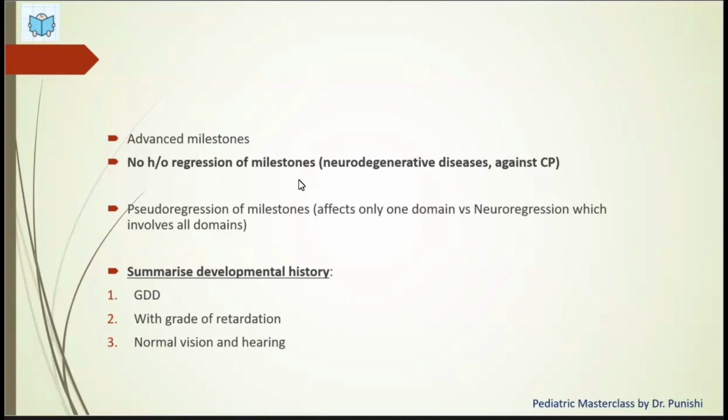So at the end, when you summarize your developmental history, you will say that the child has global developmental delay if there's a delay in more than two domains, with the grade of retardation that we just saw, depending on what your average DQ is at the end of your calculation.